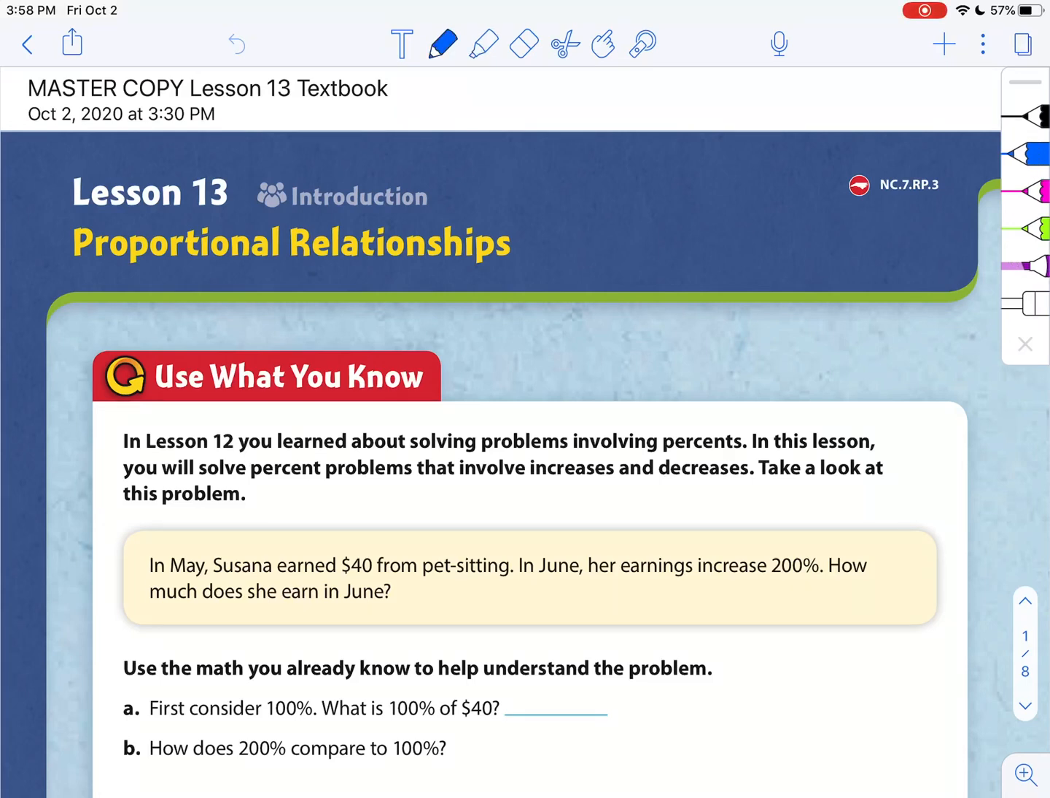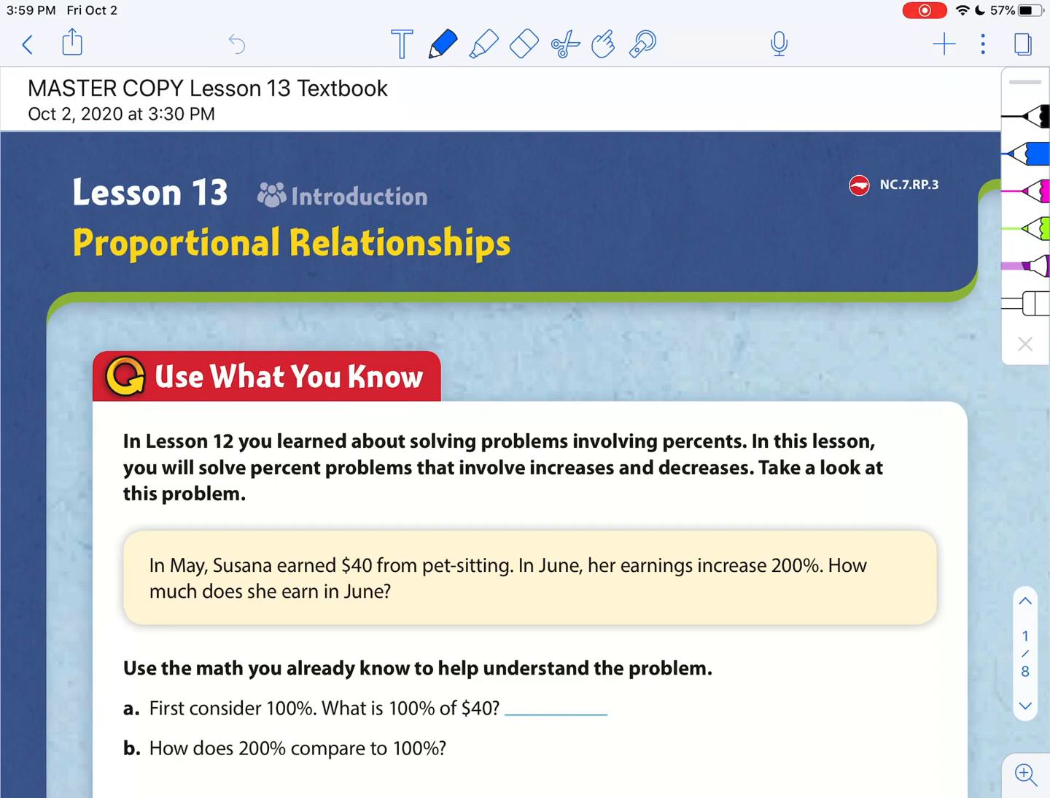In this lesson, we're going to be talking about proportional relationships. And in lesson 12, we learned about solving problems involving percents with proportions. In this lesson, we're going to solve percent problems that involve increases and decreases. And let's look at this problem to discuss it more.